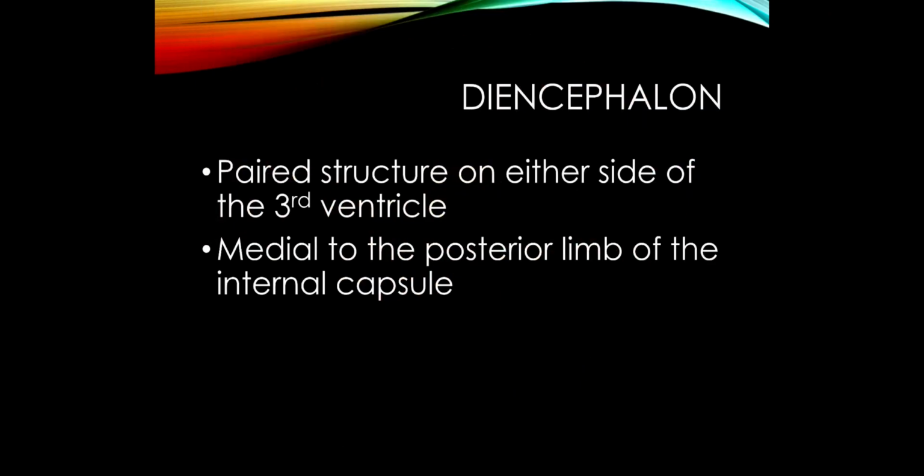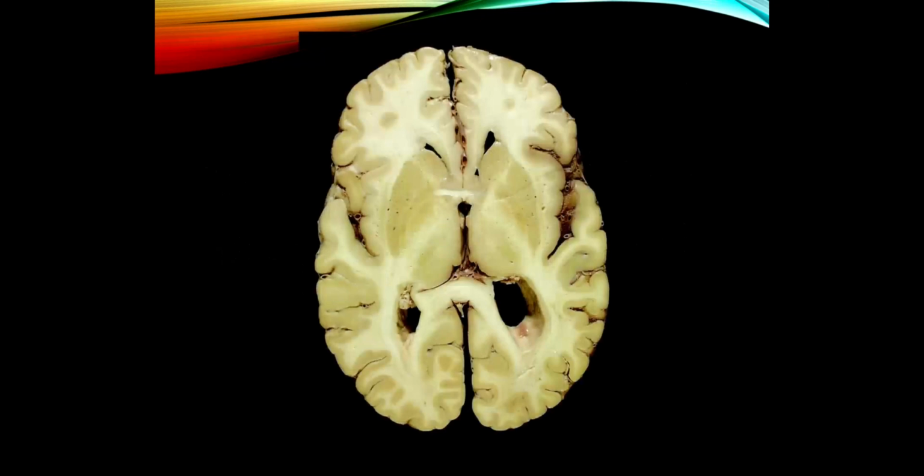Remember the internal capsule is a very helpful landmark here for a lot of things, and so the thalamus is medial to the posterior limb of the internal capsule. So find the internal capsule, and medial to the posterior limb is the thalamus. And remember that the ventricular system that is associated with the thalamic structures is the third ventricle. So this space right here is the third ventricle.